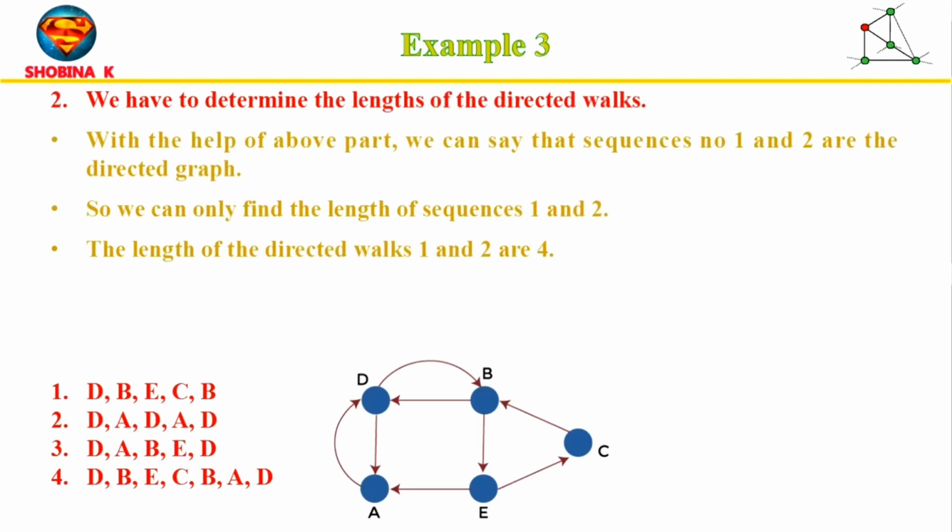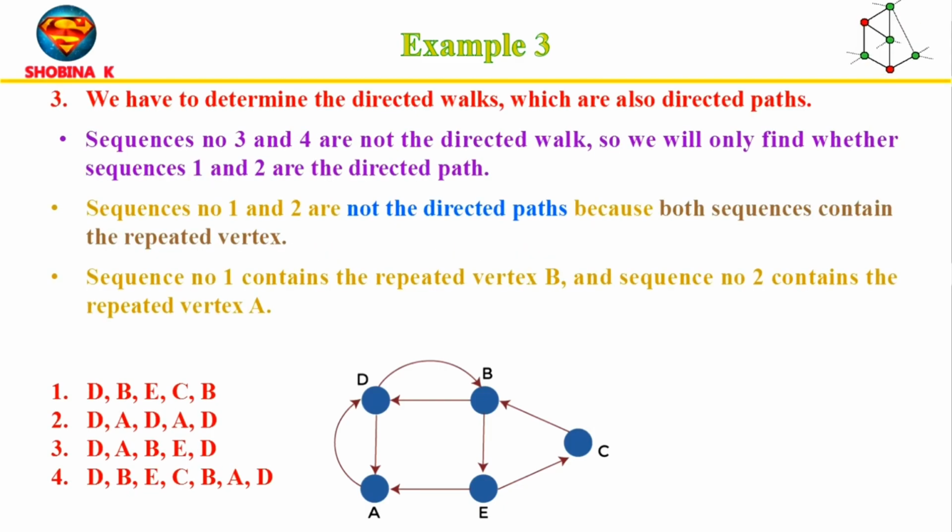And next we have to determine the length of the directed walks. We know that sequences 1 and 2 are directed walks, so we can find their lengths. The length of directed walks 1 and 2 is 4. And next we have to determine the directed walks which are also directed paths. Sequences 3 and 4 are not directed walks, so we only check whether sequences 1 and 2 are directed paths. Sequences 1 and 2 are not directed paths because both contain a repeated vertex. Sequence number 1 contains the repeated vertex B and sequence number 2 contains the repeated vertex A.